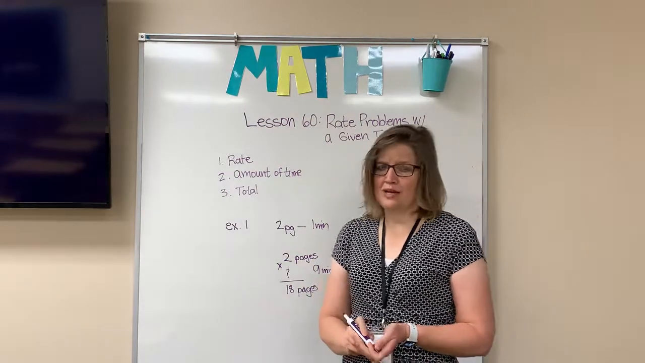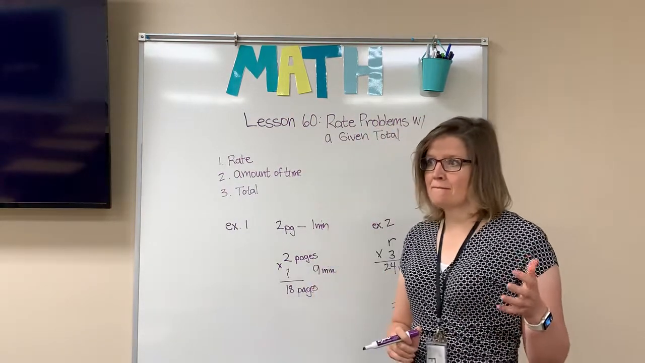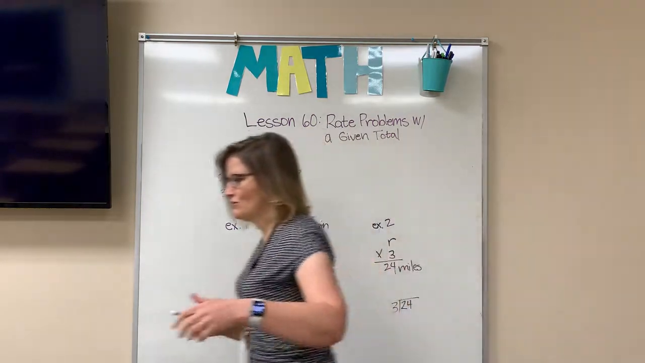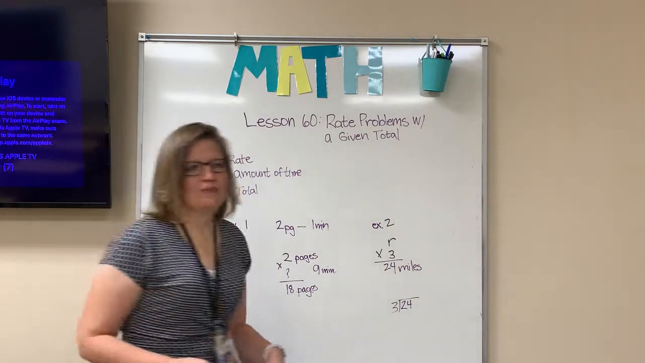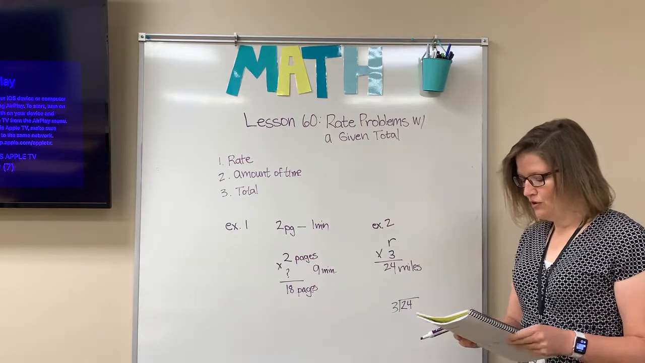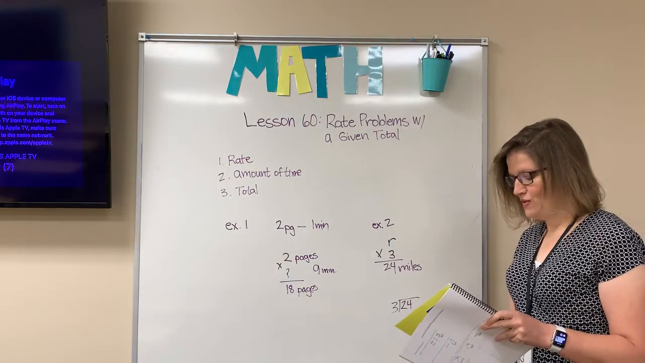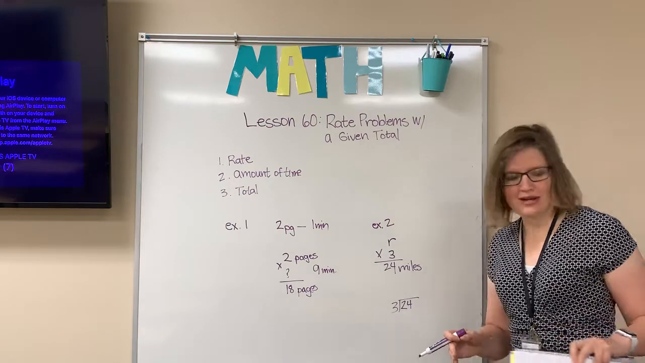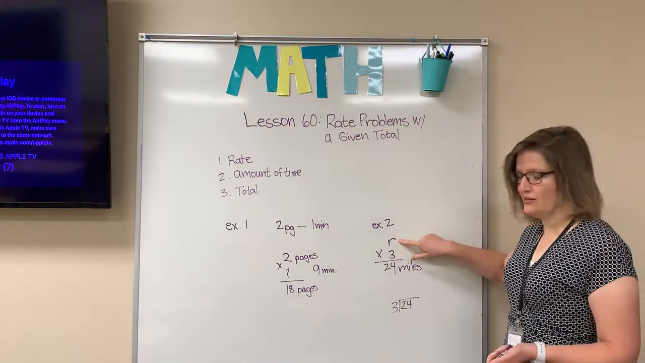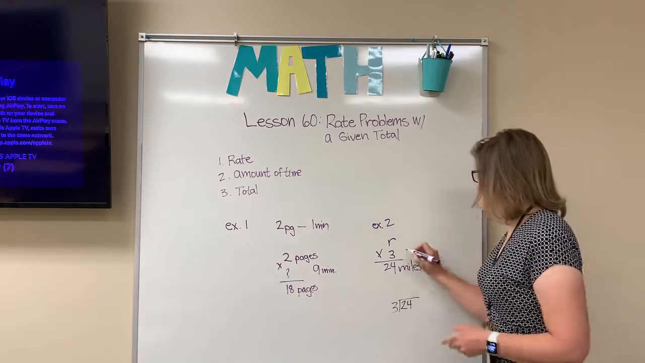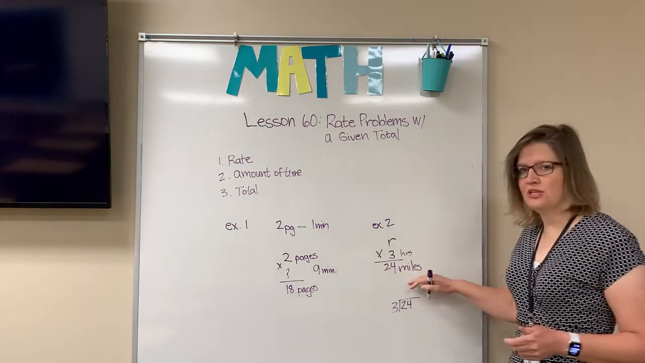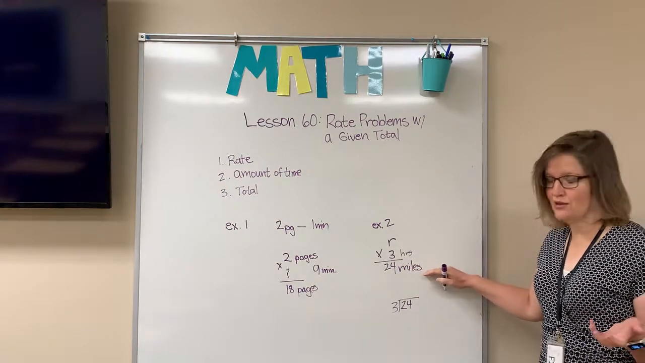Our other example is a little more complex. Let me read it for you. Yolanda rode her bike for 24 miles in 3 hours. Yolanda's average riding rate was how many miles per hour? So in this situation, we don't know what her rate is, but we do know that she traveled for 3 hours, and in those 3 hours, she was able to cover 24 miles.